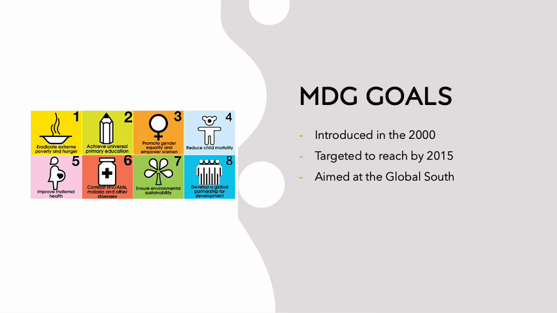The difference between the MDGs and the SDGs is that the MDGs primarily focus on social development and poverty alleviation in developing countries. The SDGs are broader, covering issues such as climate change, gender equality, peace, justice, and responsible consumption. The MDGs also were aimed mostly at the global south, and the SDGs were universal and could be applied to all countries.